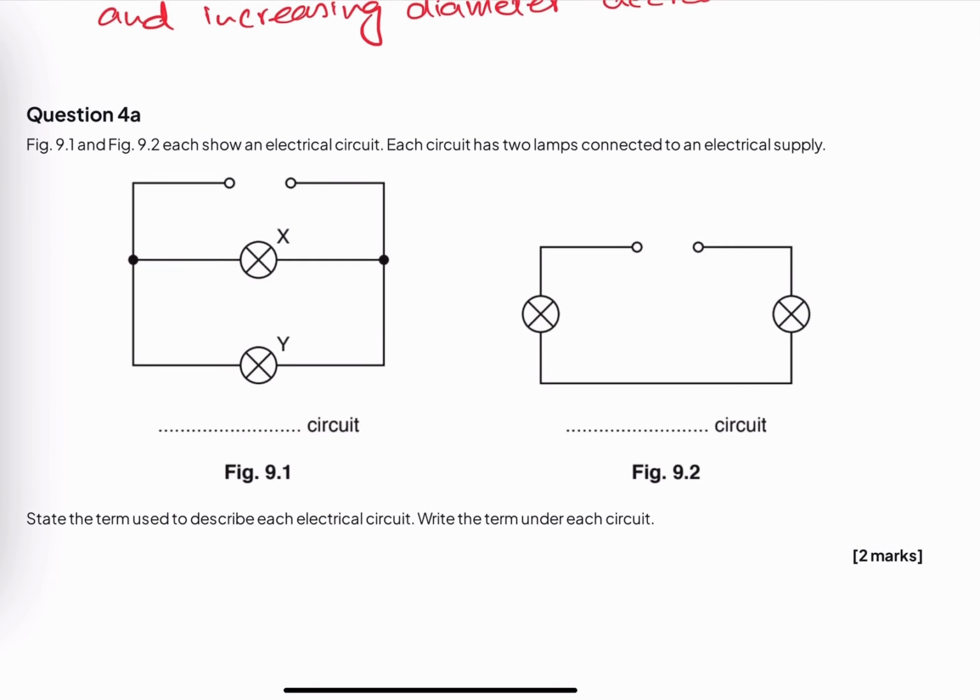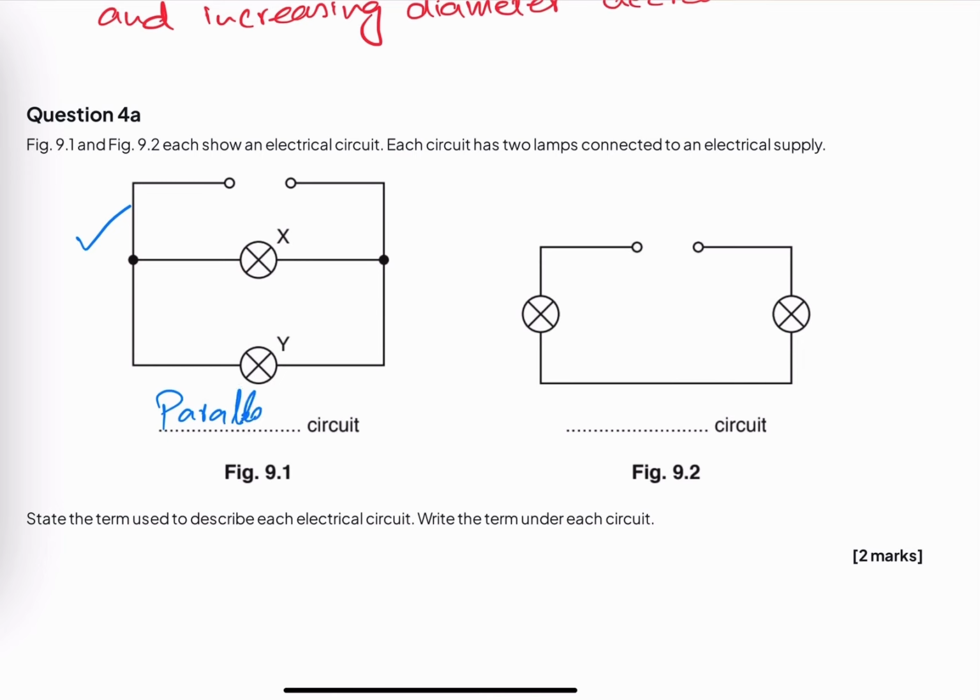Question 4a. Figure 9.1 and figure 9.2 each shows an electrical circuit. Each circuit has two lamps connected to an electrical supply. State the term used to describe each electrical circuit. Write the term used for the circuit. This circuit is the first one. This is parallel.